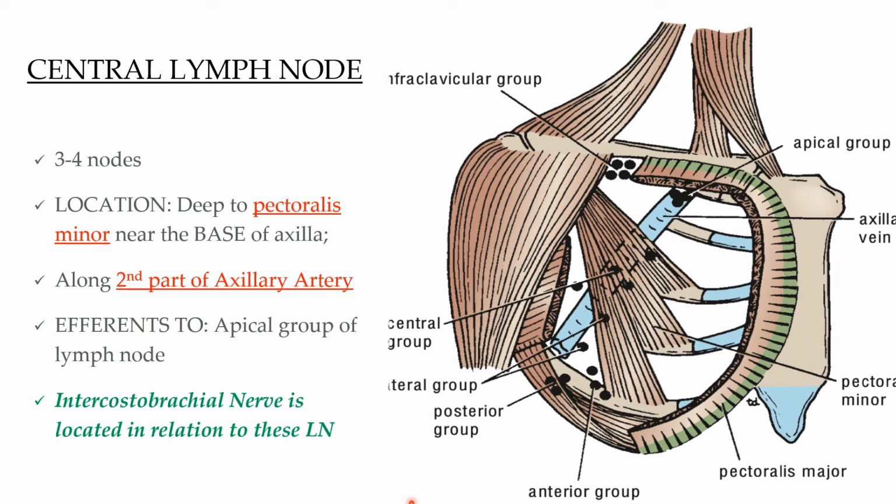So in the illustration on the screen, these are central group of lymph node. They are located deep to pectoralis minor along the second part of axillary artery and axillary vein. These central group of lymph nodes are located in relation with the intercostobrachial nerve, and this relation holds clinical relevance.